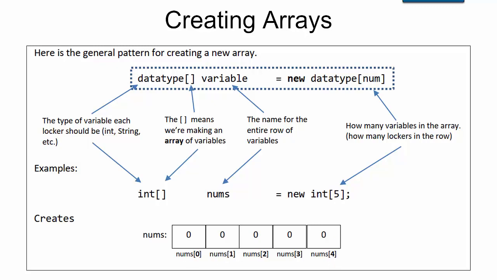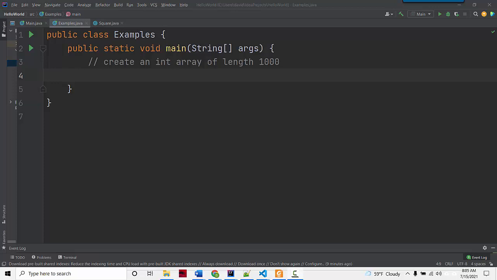Okay, so let's try it. If you want to follow along, please go ahead and create an int array of length 1000. You can name it whatever you want. Okay, here we go. So we do int brackets. I'm going to call it my array equals new int and then 1000.